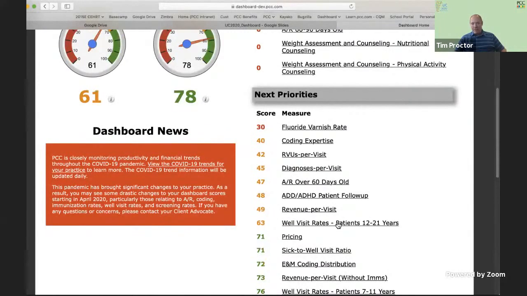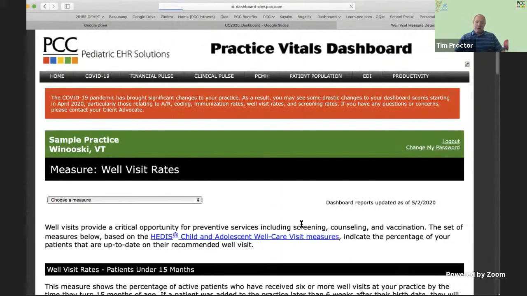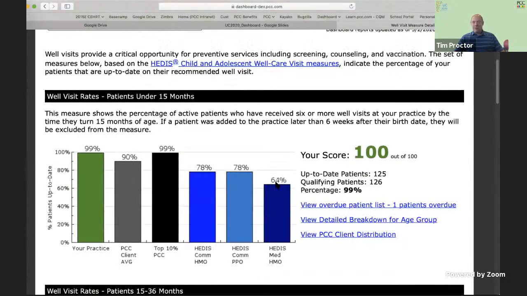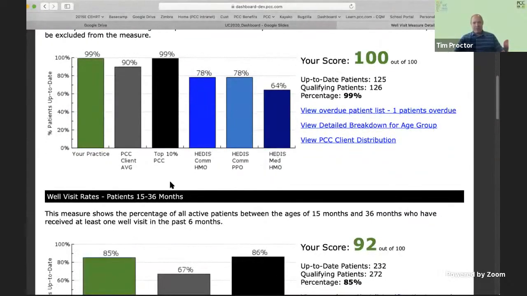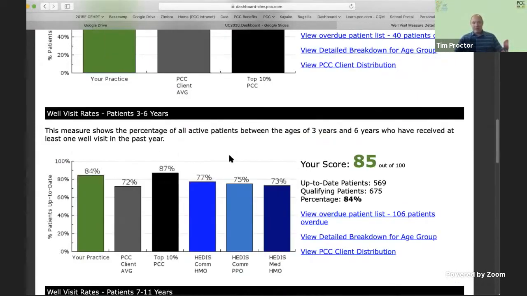I'm going to start with well visit rates because I think this is one of the key measures in the dashboard. When you go into well visit rates, we do a breakdown of well visit rates for various age ranges. Under 15 months, 15 to 36 months, 3 to 6 years, 7 to 12 years, and 12 to 21 years. So we focus on different ranges here.